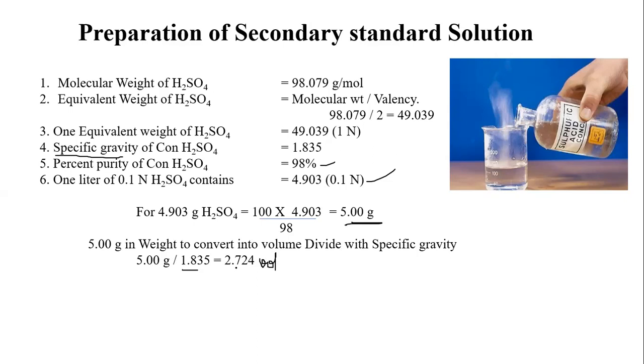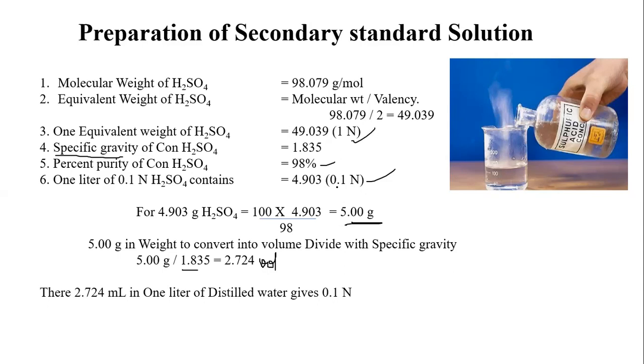We get 1 normal H2SO4, our strong acid. Naturally, H2SO4 is a very strong acid. So if we add 2.724 ml of H2SO4 in 1 liter, we get a 1 normal solution. This is how we prepare a 1 normal solution. So 2.724 ml in 1 liter of distilled water gives 0.1 normal. Remember students, I'm taking 0.1 normal, not 1 normal.